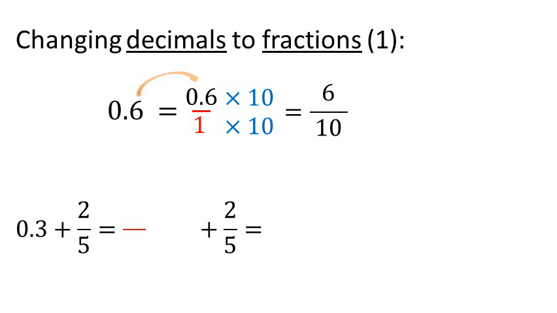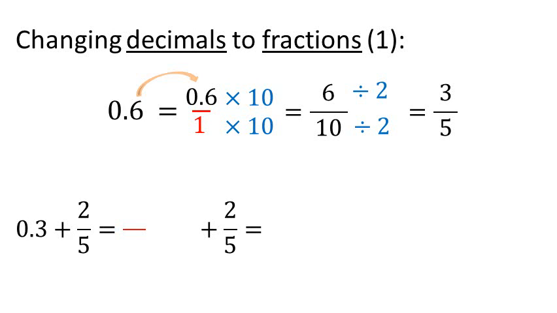Since both 6 and 10 have a common factor of 2, we divide both the numerator 6 and the denominator 10 by 2 to get 3 over 5. So 0.6 is the same as 3 over 5. Now let's calculate 0.3 plus 2 over 5.